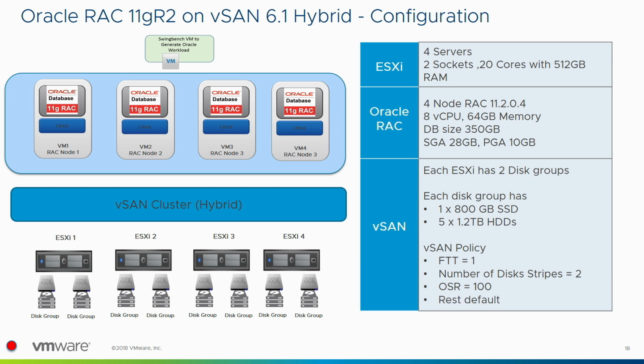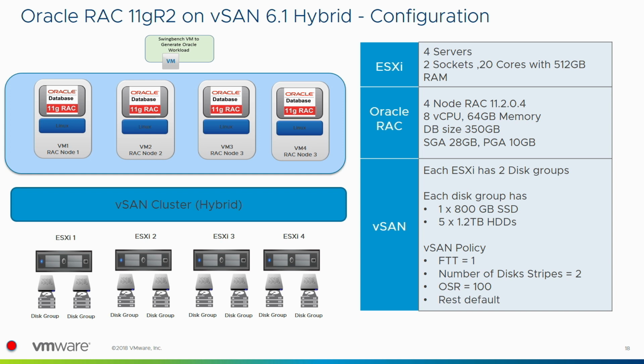The vSAN policy was set to default here, but this is something that we did. With Oracle RAC on vSphere, the key thing is that the VMDKs have to be shared. In order for the VMDKs to be shared, you need to use the multi-writer flag. In order to use the multi-writer flag, your VMDK has to be set to eager zeroed thick. It can't be lazy zeroed thick. It has to be eager zeroed thick, right?